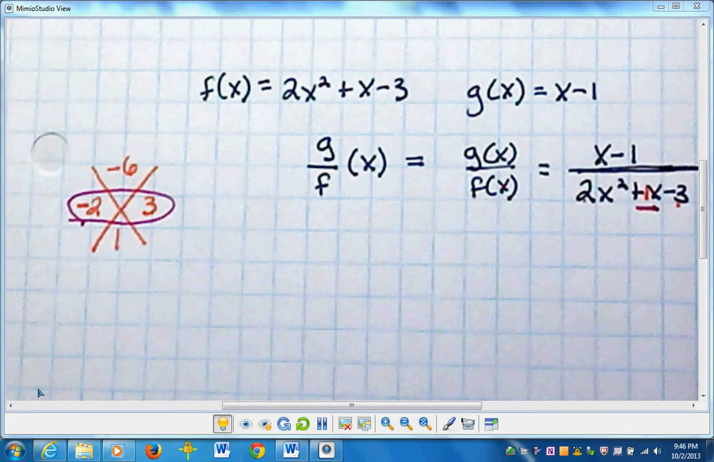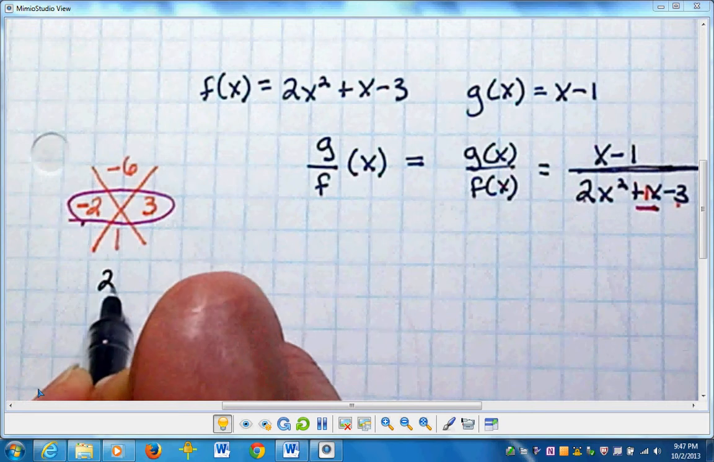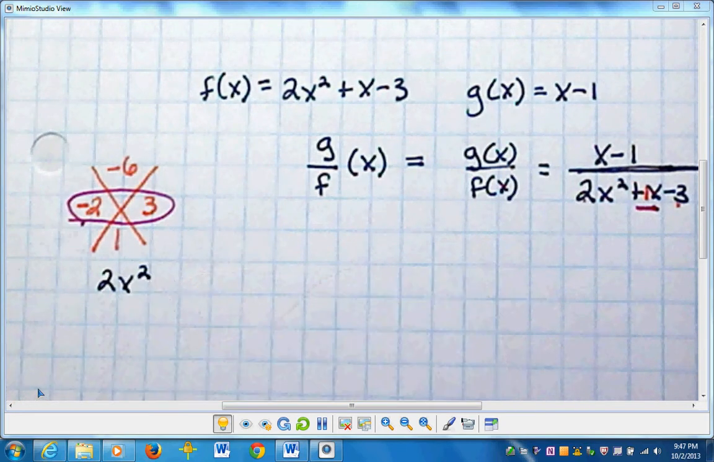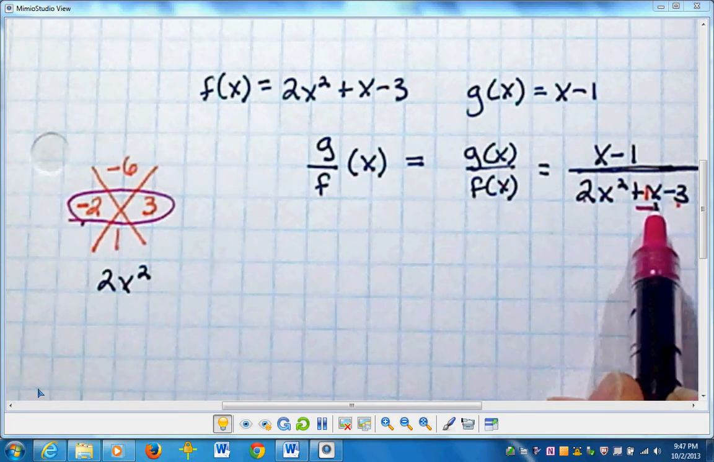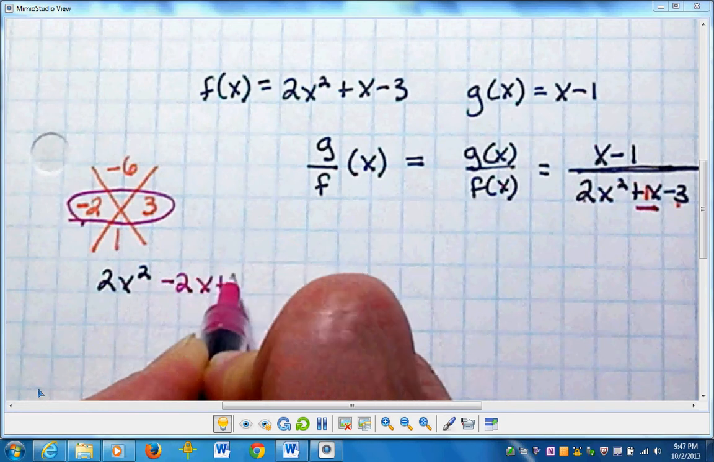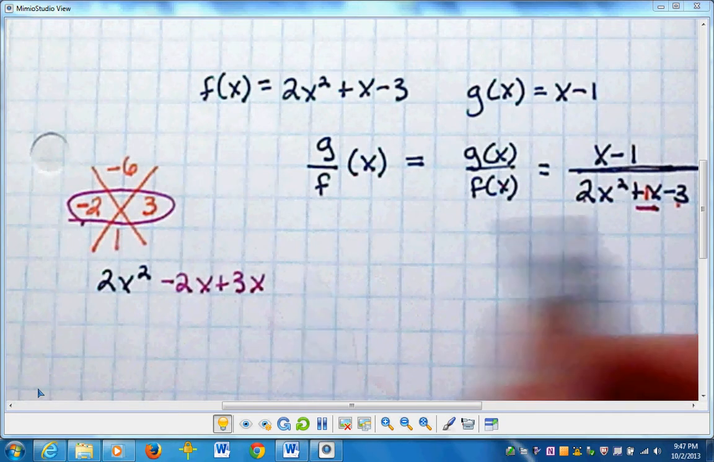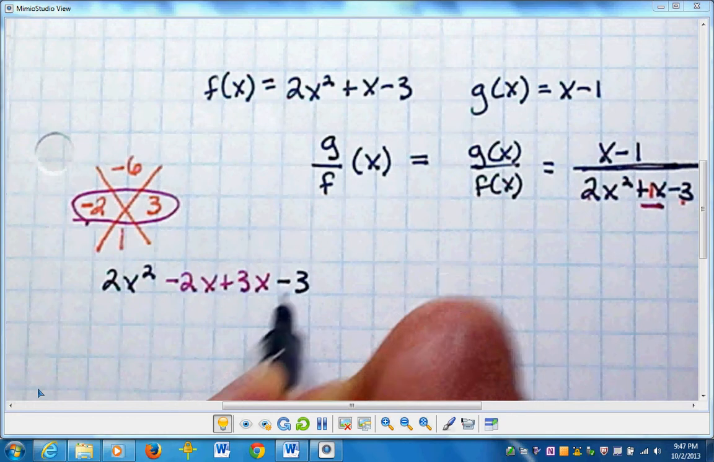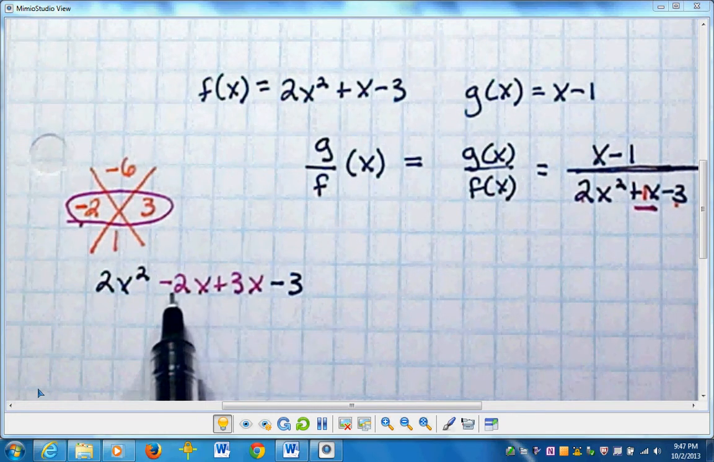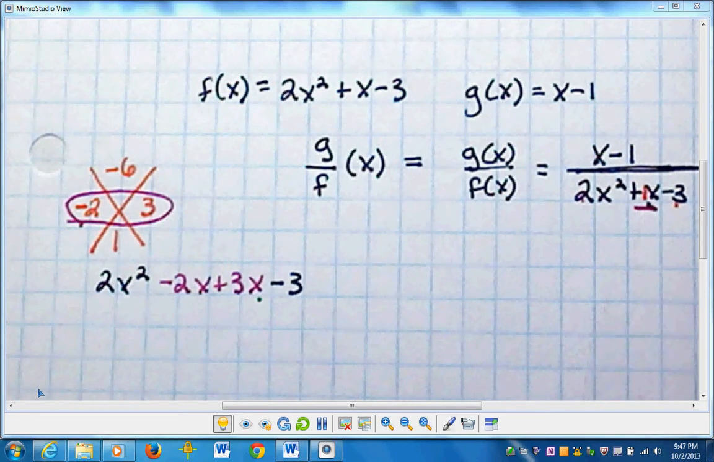So let's work this out. I'm going to keep my first term the same, which is 2x squared. Now, remember, negative 2 and 3 are taking the place of this 1x. So I'm just going to write negative 2x plus 3x, and then I have my minus 3 at the end. Remember, this negative 2x plus 3x is simply taking the place of that 1x. The problem is exactly the same. I really haven't done a whole lot here.